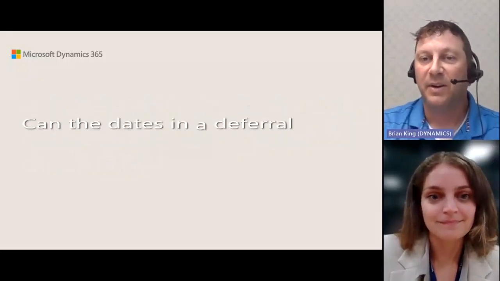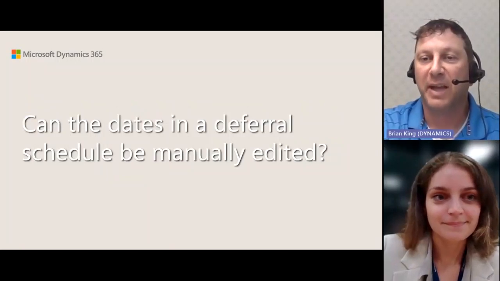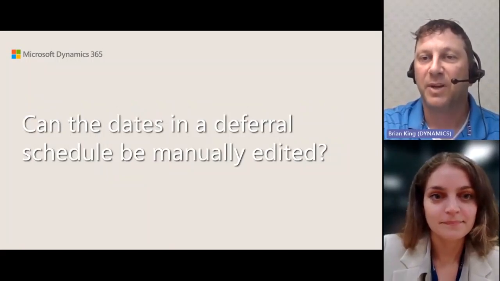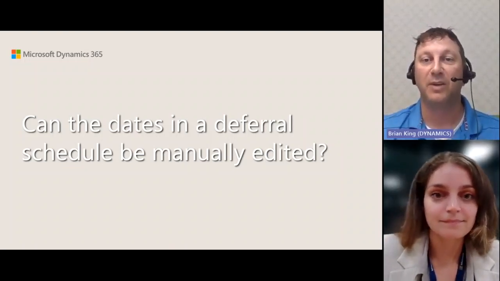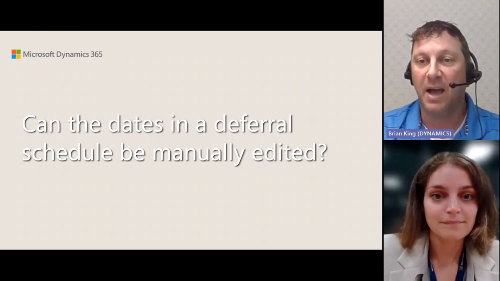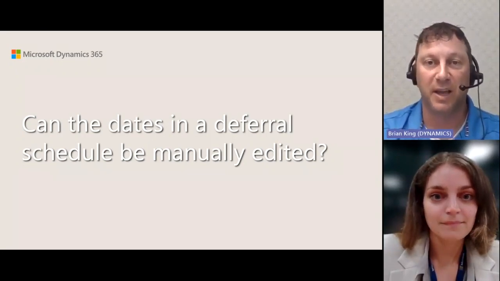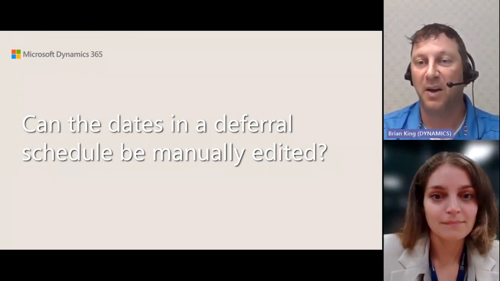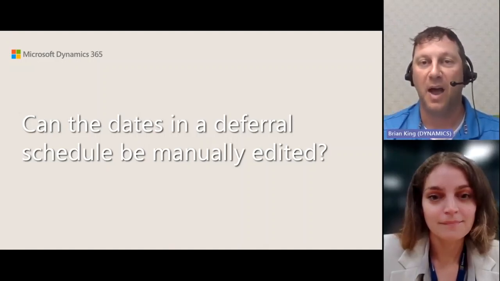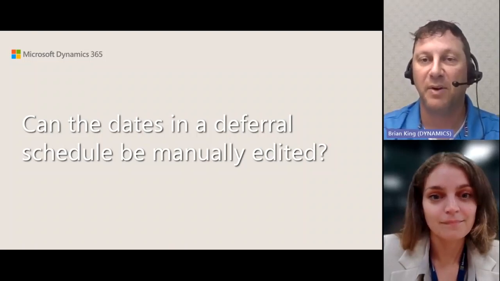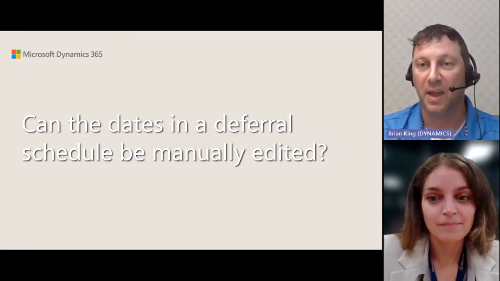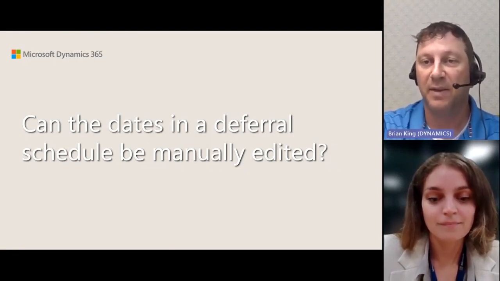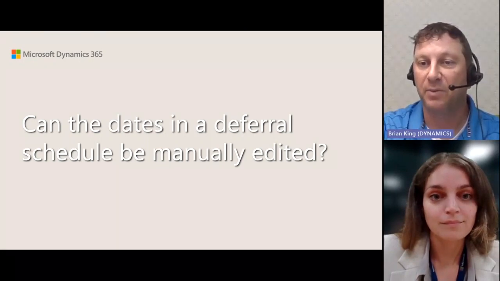Another question that's out there is, can the dates in a deferral schedule be manually edited? When we create a deferral schedule, it'll be based on the information in the transaction deferral window. There are override options where you can override the start date, but those depend on whether you're allowing the deferral not to align with the billing. There's a parameter in recurring contract billing called align deferral to billing. If you have that on, you won't have the ability to override those dates at the time. So just keep that in mind.